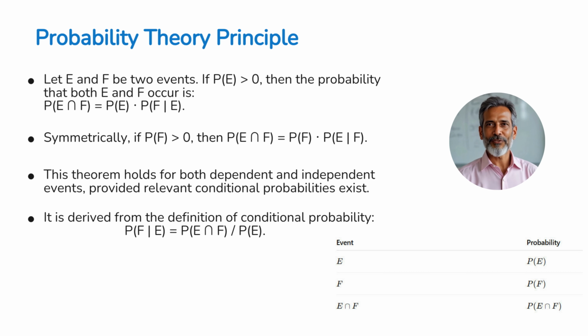Symmetrically, if the probability of F is greater than 0, we can invert the roles to get P of E intersection F equals P of F times P of E given F. This theorem holds true whether the events are dependent or independent, as long as the conditional probability is defined. It is derived directly from the definition of conditional probability, which states P of F given E equals P of E intersection F divided by P of E.